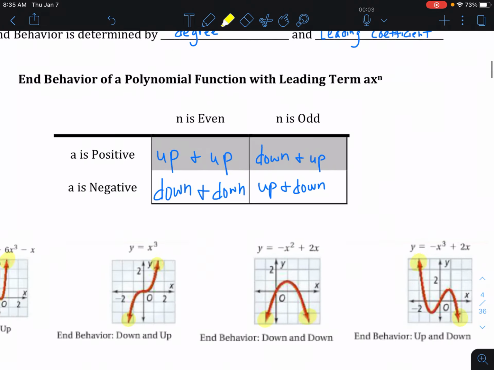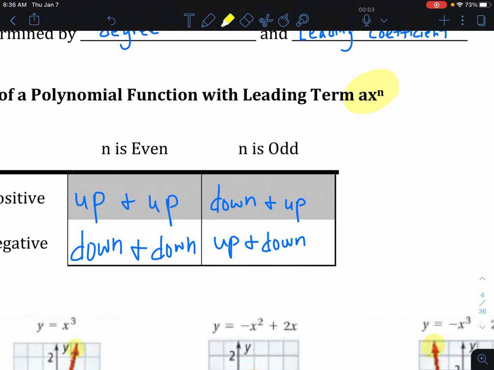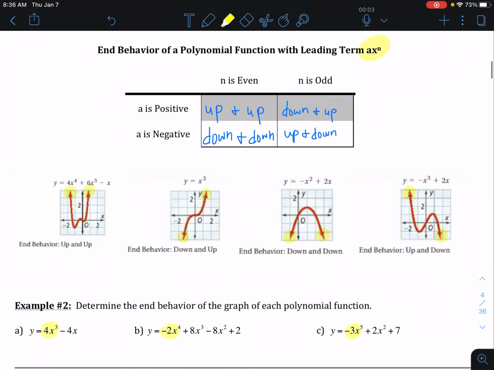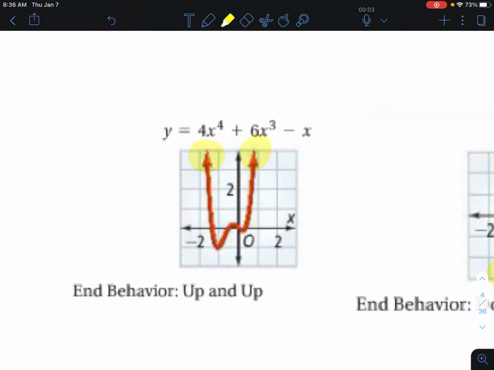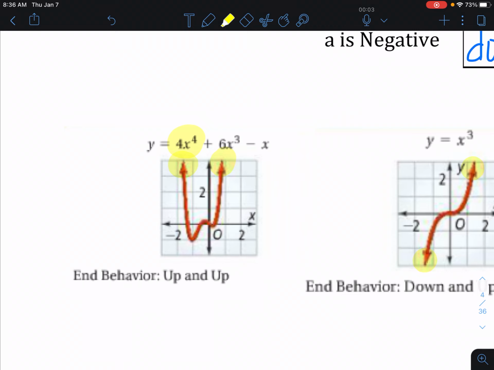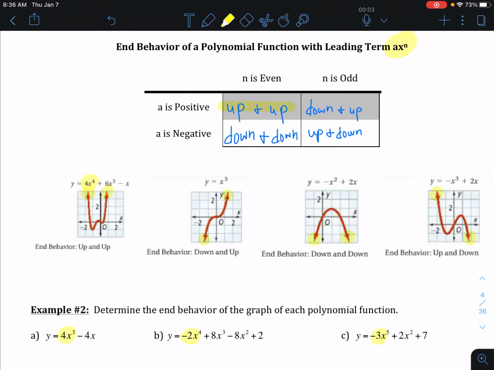So again, they refer to a, this guy here, as being the leading coefficient. They refer to n as being the exponent. So we look at this table whenever we're doing these problems, and you'll want to memorize it, of course, but if the a is positive and the exponent is an even number, the end behavior would be up and up, such as this first one here. Notice we have a positive coefficient of 4 and an even exponent. So as you can see right here in the table, it would be up and up.